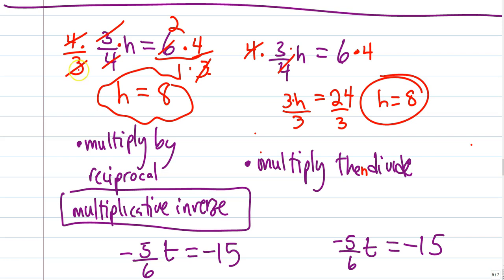If you prefer to multiply by the reciprocal, I get that. If you prefer to multiply by the 4, then divide by the 3, I get that. There's nothing wrong with either way. Okay? So this is called the multiplicative inverse. That's a big scary word, but that's basically where we multiply by the reciprocal on both sides.